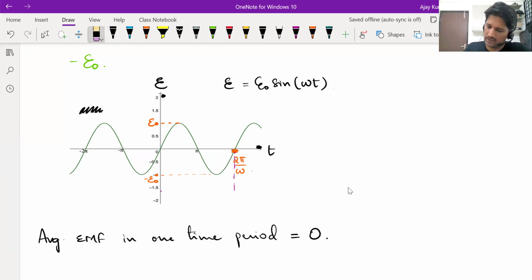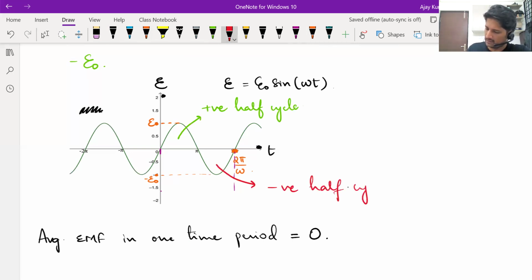Okay. Now consider a half time period interval. Let's take the positive half cycle. See, this is an alternating EMF. The part of the graph where the EMFs are positive, this part is called the positive half cycle. And the part where the EMFs are negative, this part is called obviously the negative half cycle. Okay, these are technical terms that you need to remember.